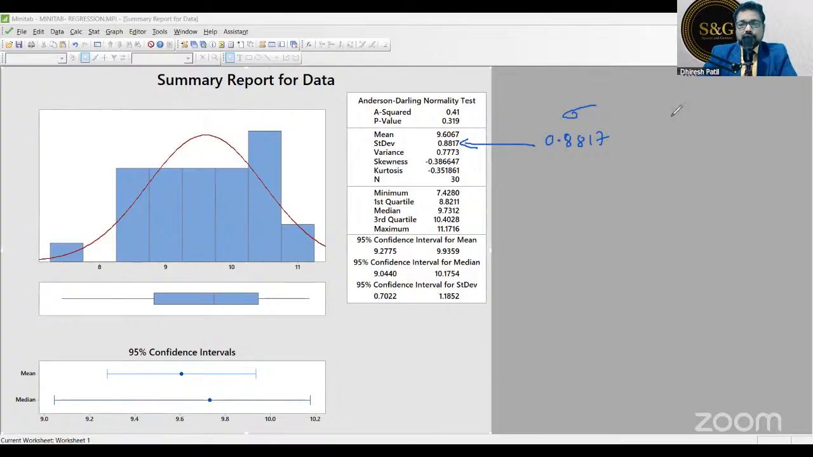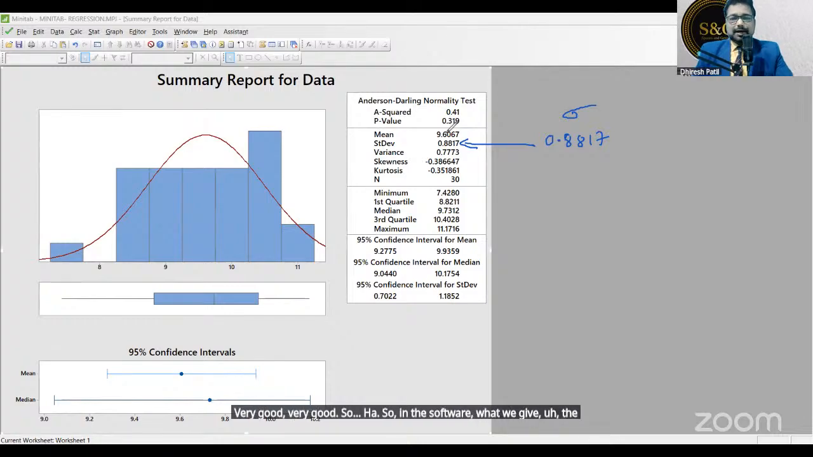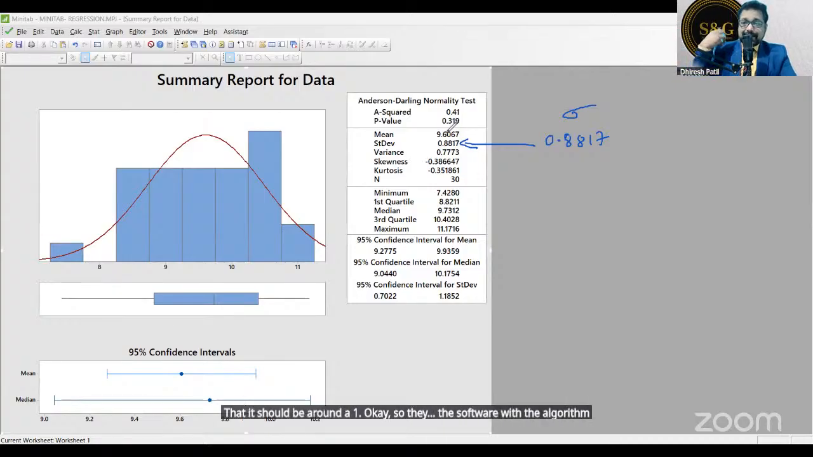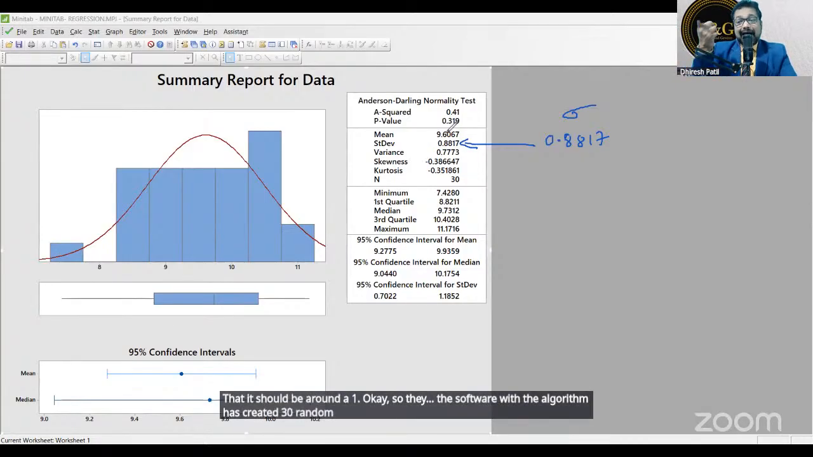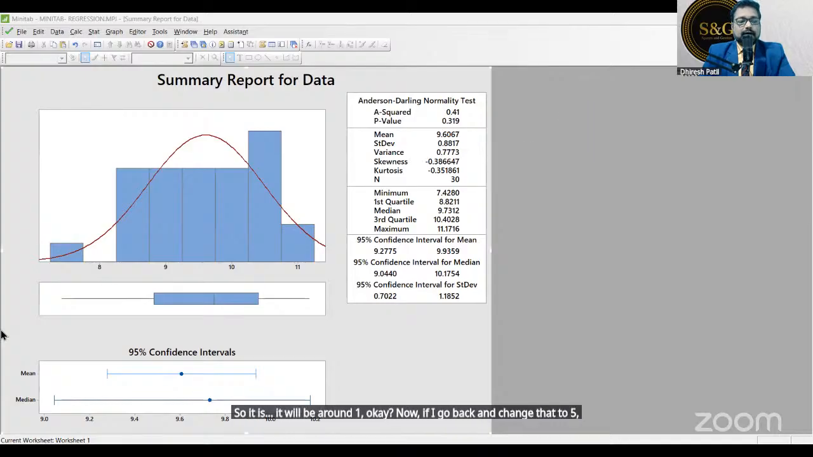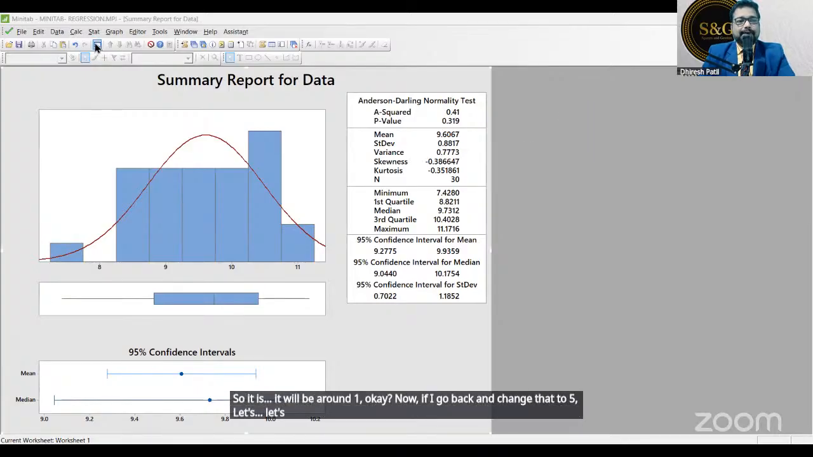Very good. In the software, what we gave the software was that it should be around 1. So the software with its algorithm has created 30 random data points, and the standard deviation is very close to 0.9, right? So it is around 1. Now if I go back and change that to 5, let's go back again.